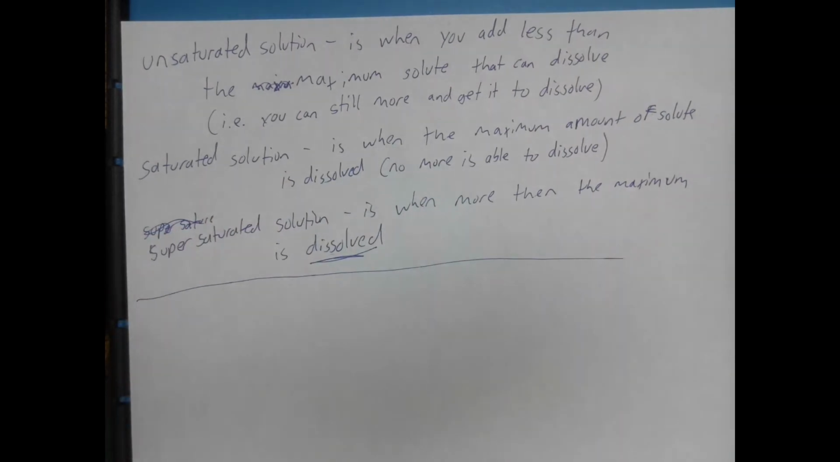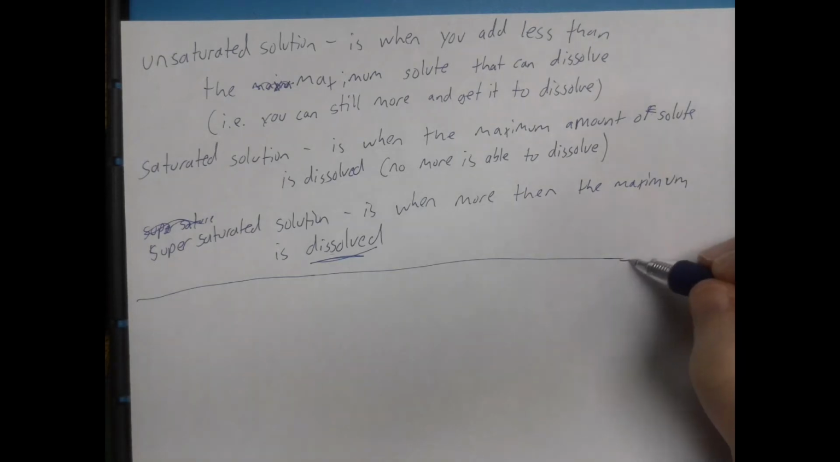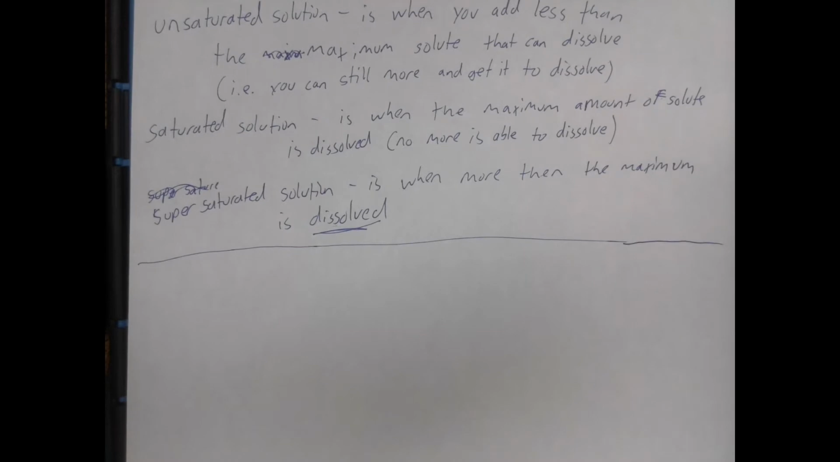So how can you get more than what can dissolve to dissolve? I think I mentioned it last time. Let's go over some examples.